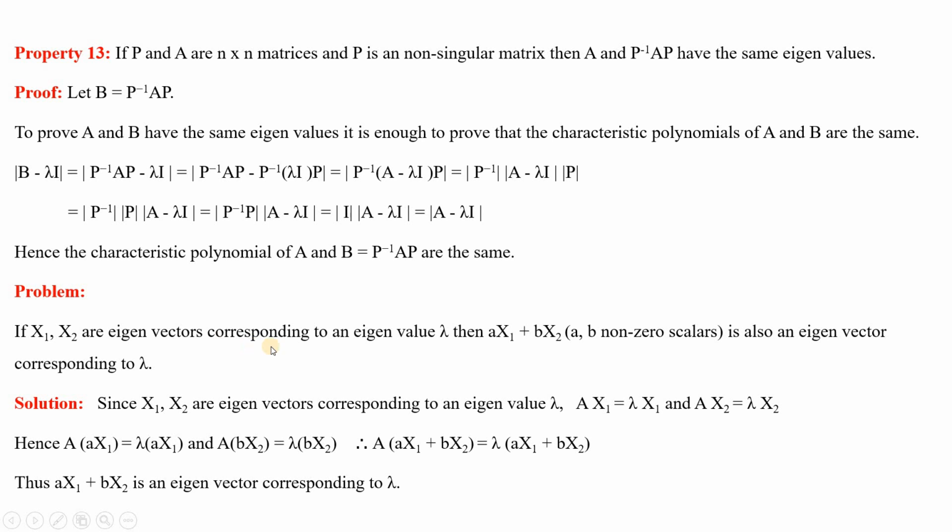If x1 and x2 are eigenvectors corresponding to an eigenvalue lambda, then a x1 plus b x2 is also an eigenvector corresponding to lambda. Since x1 and x2 are eigenvectors corresponding to an eigenvalue lambda, A x1 equals lambda x1 and A x2 equals lambda x2. So a into A x1 equals lambda a x1 and b into A x2 equals lambda b x2. By adding these two, we get A into a x1 plus b x2 equals lambda into a x1 plus b x2. So a x1 plus b x2 is an eigenvector corresponding to lambda.